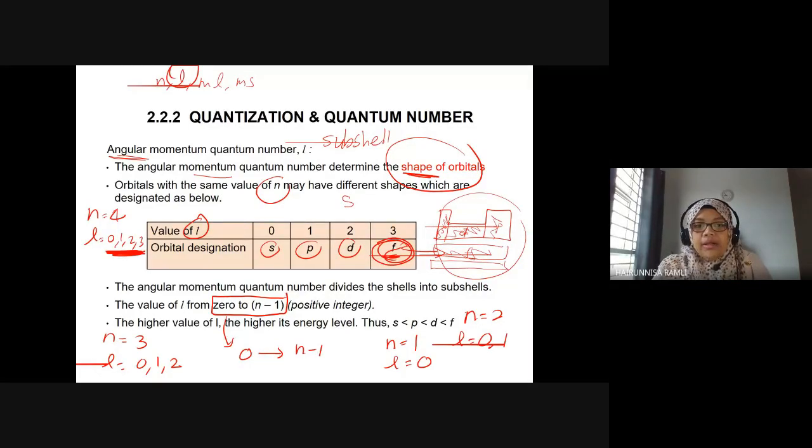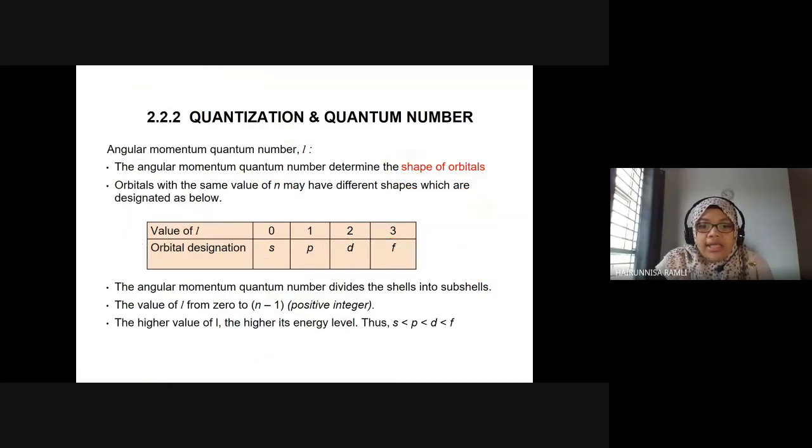Tapi yang ni kita guna small letter. Okay. So for this case pula, saya kena padam kot. Okay. The higher the value of L, the higher its energy level. Thus, S is lower than P, lower than D, lower than F. Okay. Sebab, yelah, lagi rendah value L tu, maksudnya ini yang paling lowest lah.